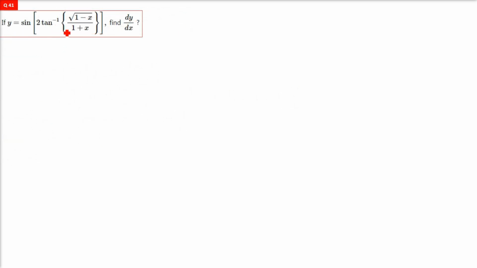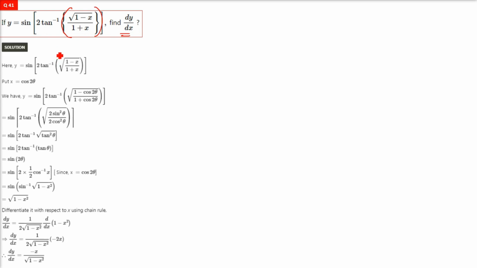Sine twice of tan inverse under root 1 minus x divided by 1 plus x. This under root is total, okay? Both the numerator and denominator are inside the under root. So what do we take? Because we need a tan inside. Just see the content. So if we put x as cos 2 theta, what do we get?